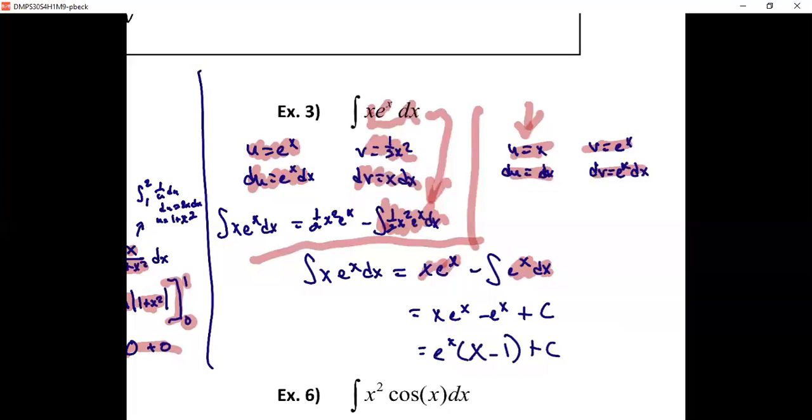So once again, if you have a polynomial and you have a function, whether it's e or whether it's like a sine or cosine, you really want sine or cosine to be the derivative, because those aren't ever going to go away when you differentiate them. Polynomials will.